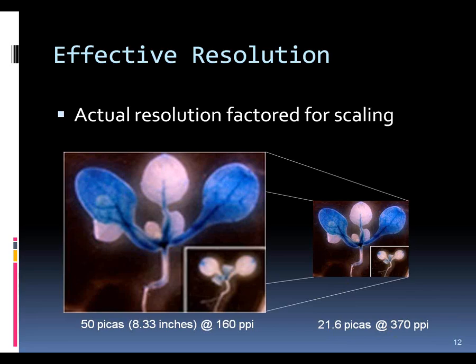That's effective resolution. Effective resolution is the actual resolution factored for scaling. In other words, how big you're making it. You reduce this, you're going to get more resolution. If I tried to enlarge this, there'd be less resolution. So the larger it gets, the less resolution you have, and therefore the more likely you're going to see pixels. But this image at 8 inches, which is kind of fuzzy, at 21 picas actually looks pretty good.